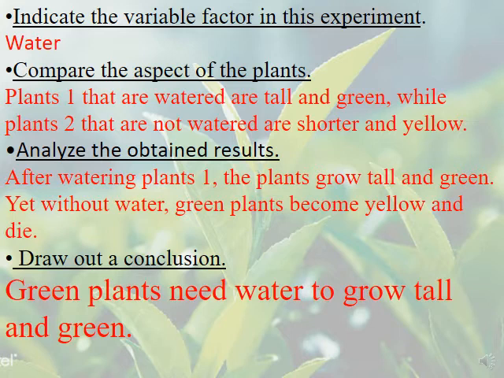Second, you have to compare the aspect, the appearance, the shape of the plants. Plants 1 that are watered are tall and green, while plants 2 that lack water are shorter and yellow in color. Also, analysis of the experiment: after watering plants 1, the plants grow tall and green, yet without water, the green plants in 2 become yellow and die. They wither, become yellow, and finally die. So the first conclusion was the green plants need water to grow tall and green.